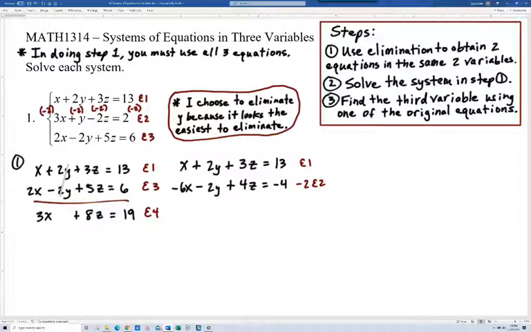And so now we're ready to add the two equations together. A 1x and a -6x gives you -5x. Y is eliminated.